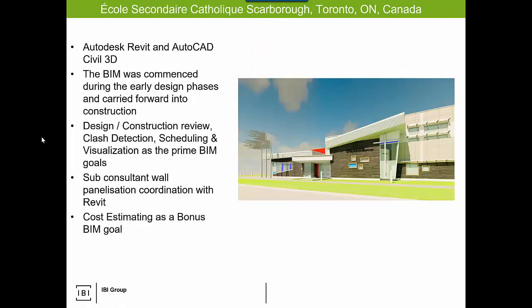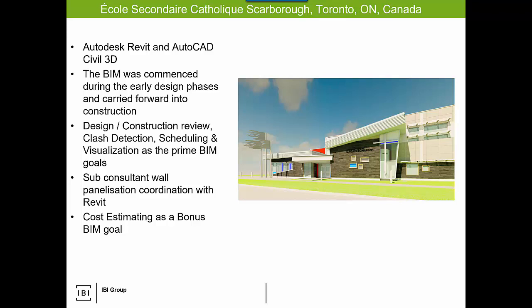This is a French secondary school in Scarborough. Again, very simple, Revit and Civil 3D, BIM through construction. What I like, if you notice the BIM goals, scheduling and visualization. So there was a need here to portray how this building would look, whether that was to satisfy stakeholders or a client need, I'm not sure. But that's an interesting one.